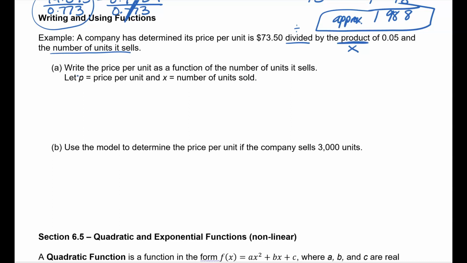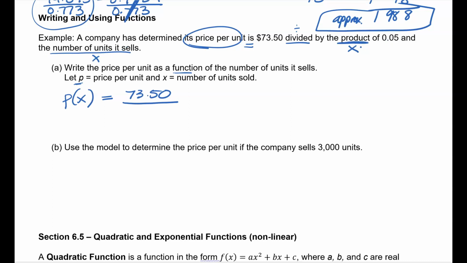So let's just back up. We're writing price per unit, which is P, as a function. So that's telling you you've got to start it like this, not x of x, which will never be the case, but we're going to write P of x. So P is price per unit, and we're going to find the price. Let's go back here. A company has determined its price per unit is, which is like equals, $73.50 divided by, and you can write it just like a fraction, the product of 0.05 and the number of units it sells, which we are told is x.